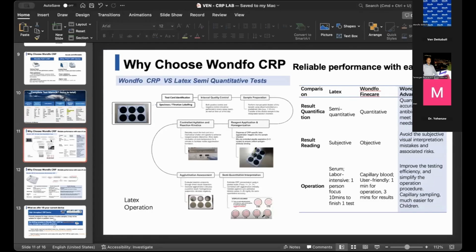So unlike older latex-based CRP tests, which are often hard to read and prone to operator error, OneFu uses advanced fluorescence immunoassay technology. So this ensures quantitative, highly accurate, and easy to interpret results. Fluorescence detection removes the subjectivity seen with latex reactions, and this allows consistent outcomes regardless of who's performing the test.